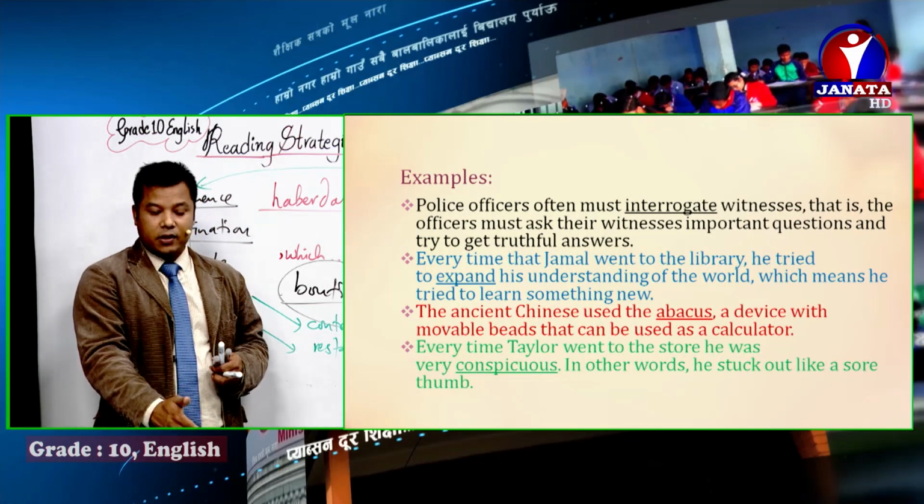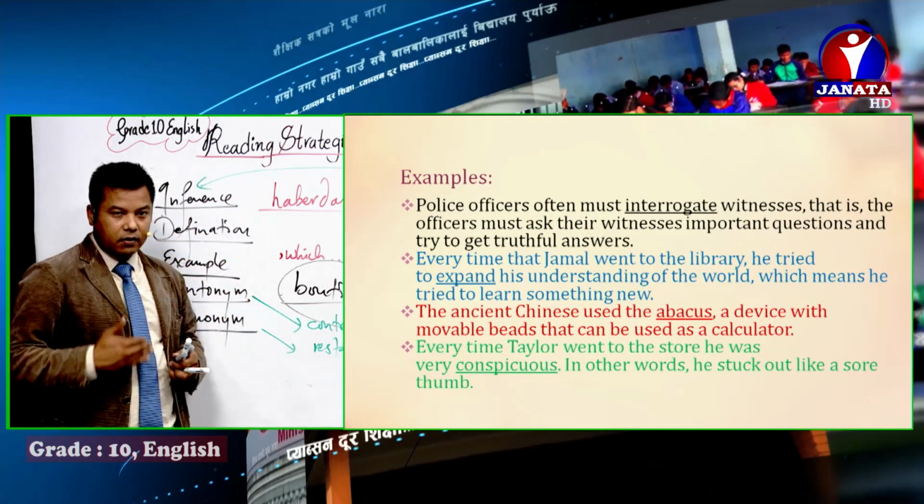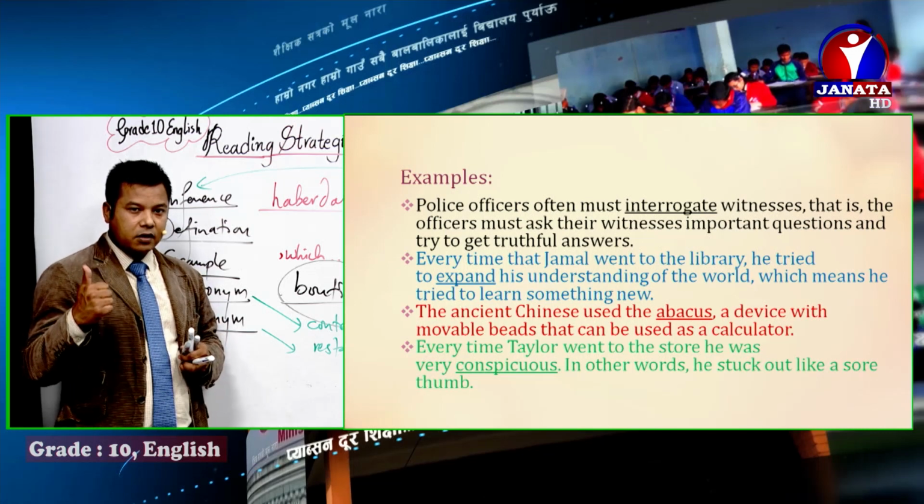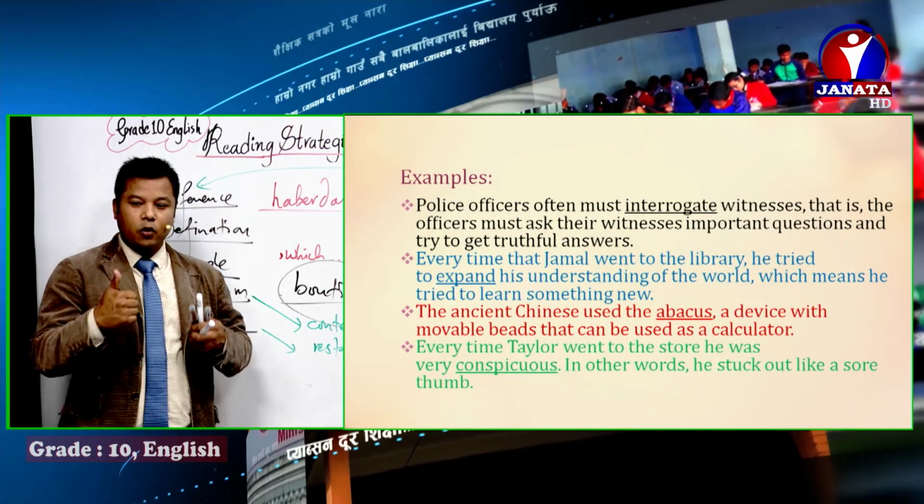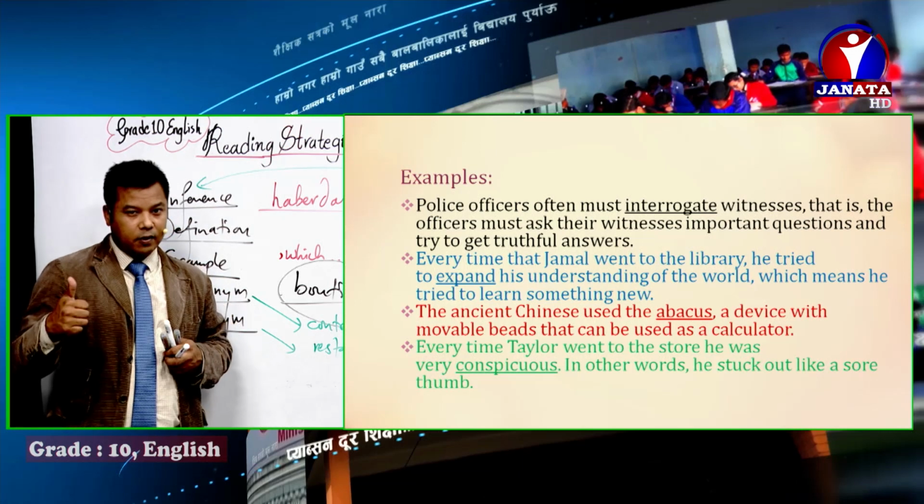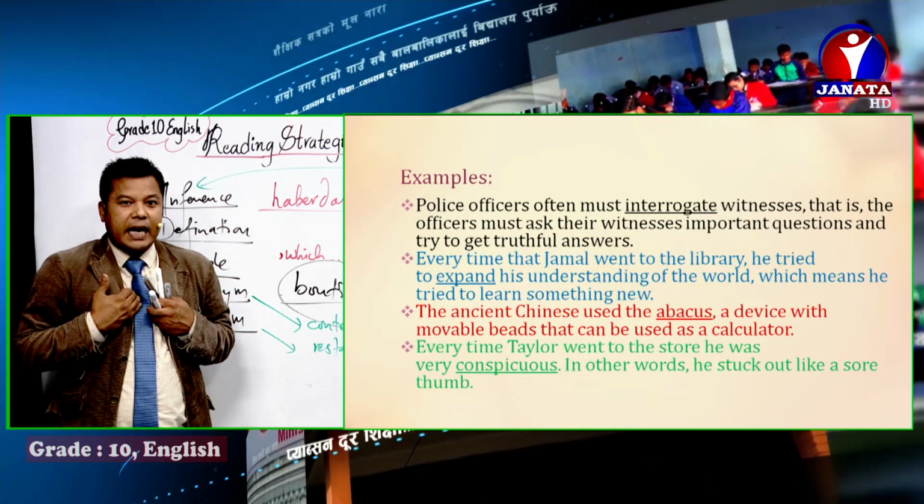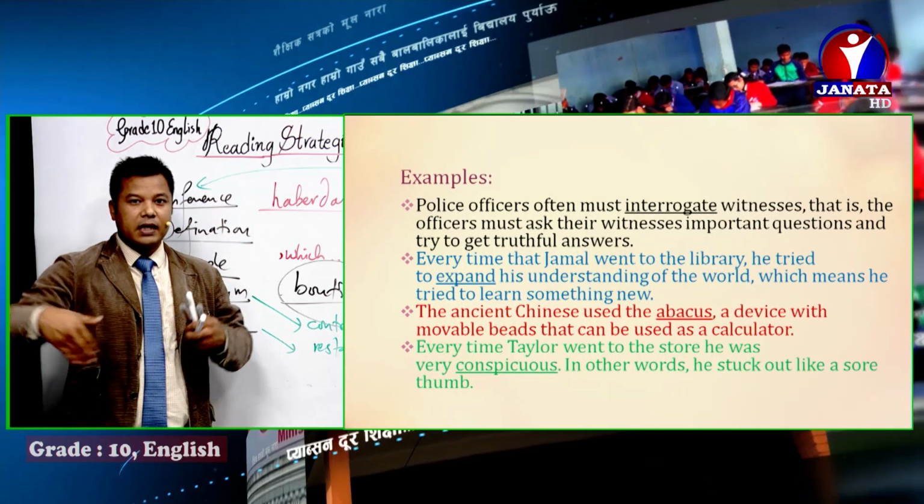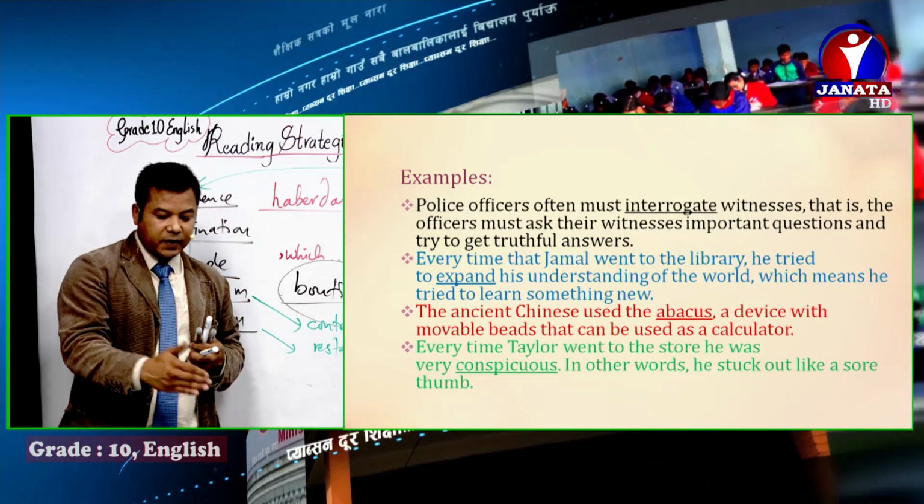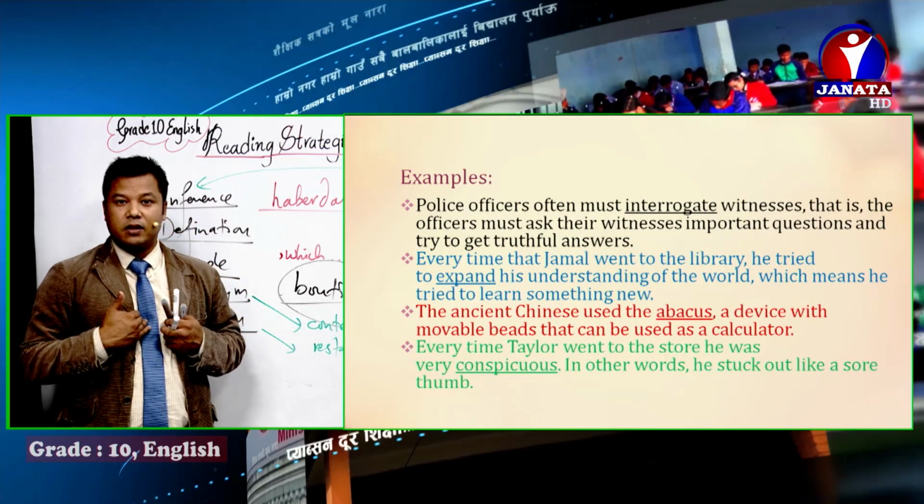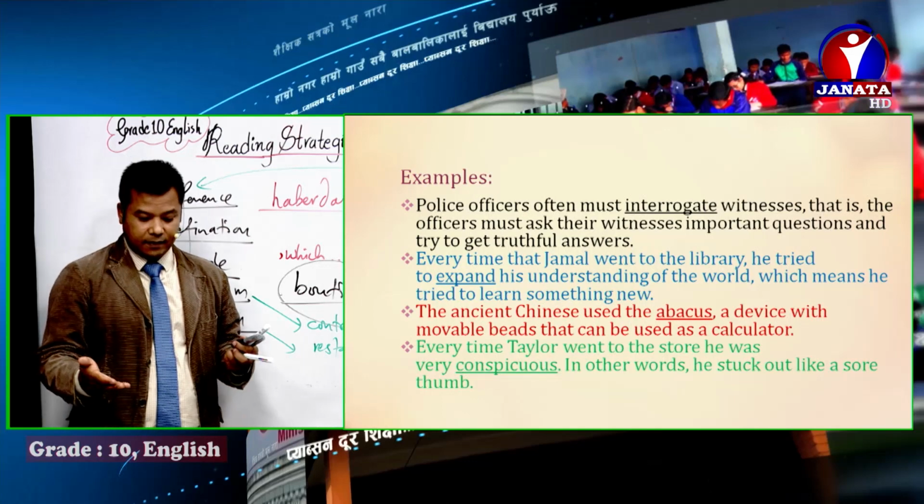Now, the idiom is used there. What is he stuck out like a sore thumb? If my thumb is sore, what happens? I get noticed by people because I focus on this thumb quite a lot of time. I try to stand like a different person. So everybody will notice me. So conspicuous is like getting attention, being noticed easily.